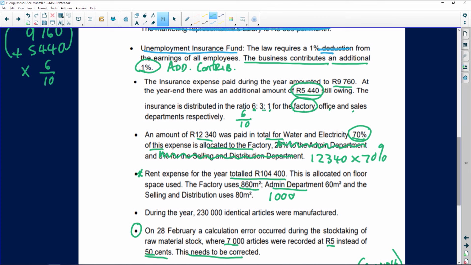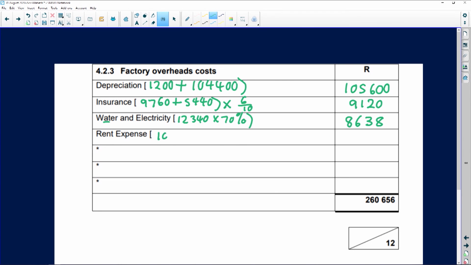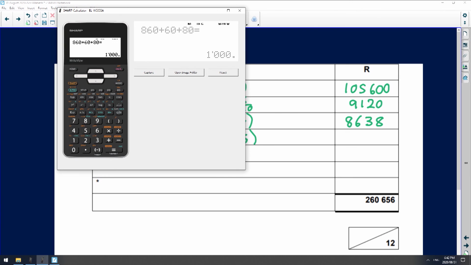And remember, I'm only interested in the actual factory. So my calculation, guys, 104,400. There's no year-end adjustment to worry about, times 860 divided by 1,000. No need to simplify because you're going to get the same answer in any case. Okay, right, so let's put that into our answer sheet. Right, so my rent expense 104,400 times 860 divided by 1,000. Okay, so let's do that calculation.